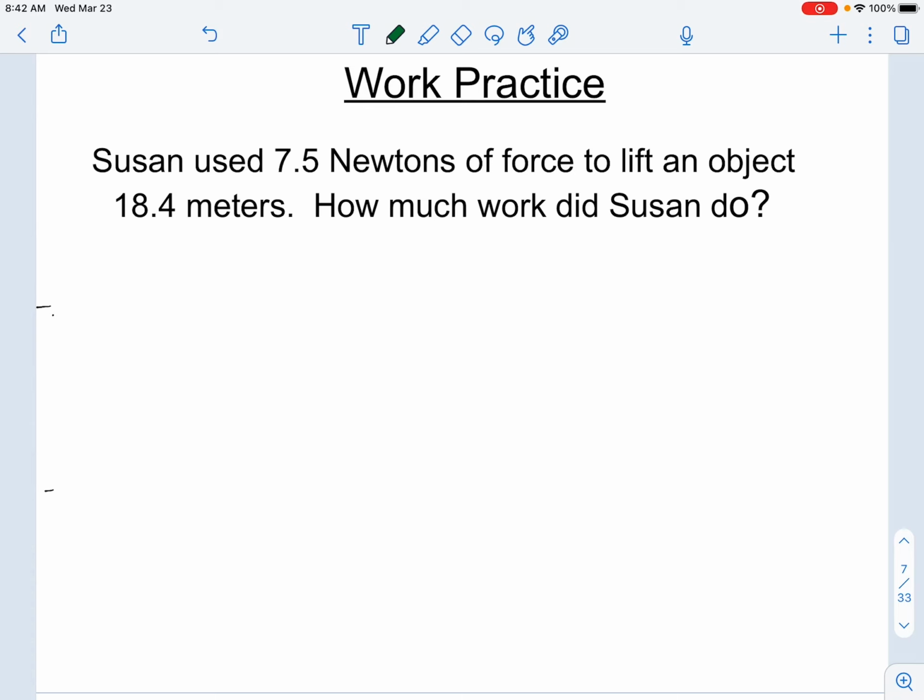All right, let's work through some example problems for both work and power. Here it says Susan used 7.5 newtons of force to lift an object 18.4 meters. How much work did Susan do? So we're going to identify our variables. We have a force of 7.5 newtons. We have a displacement of 18.4 meters.